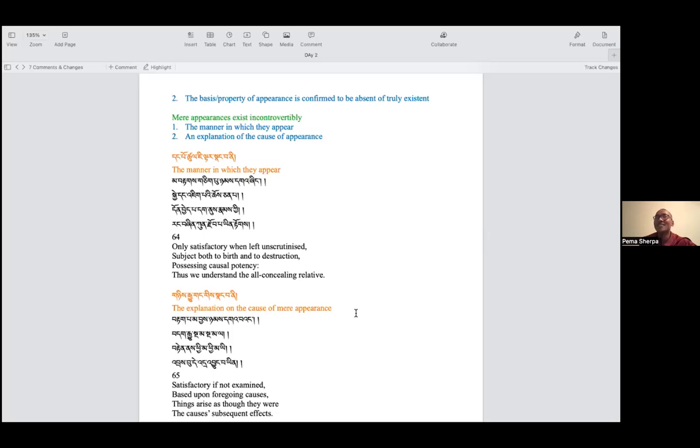So it's not like ultimately there's a way of existing, and relatively there's a way of existing. If we are talking about ultimate existence, we are talking about an existence that exists all by itself, doesn't change, and is permanent.